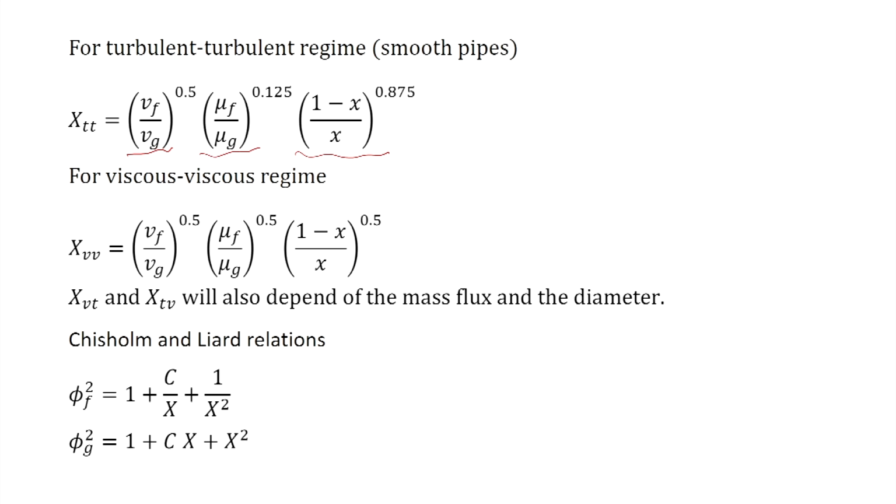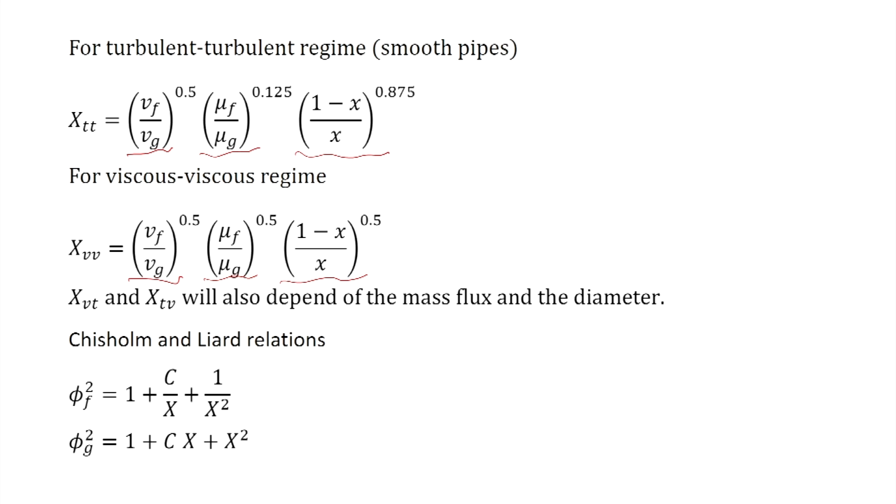For the viscous regime, we use 16 by Re for friction factor and then we get X_vv equal to (v_f by v_g) raised to 0.5 into (mu_f by mu_g) raised to 0.5 into ((1 minus x) upon x) raised to 0.5. These are X_tt and X_vv. For X_tt we have used the Blasius relation for the friction factors of both phases, and for the viscous viscous regime we have used 16 by Re for both phases.